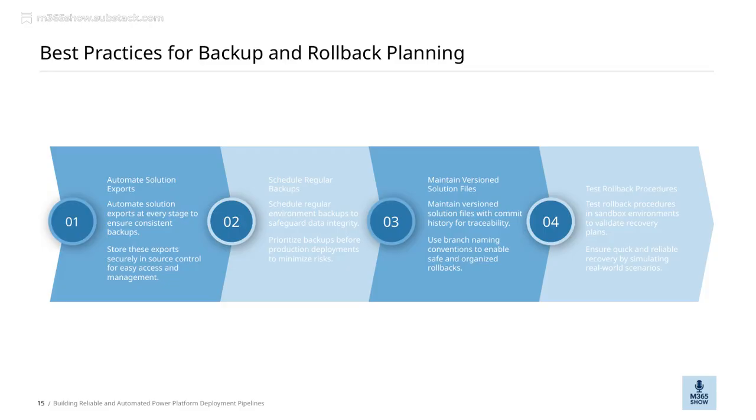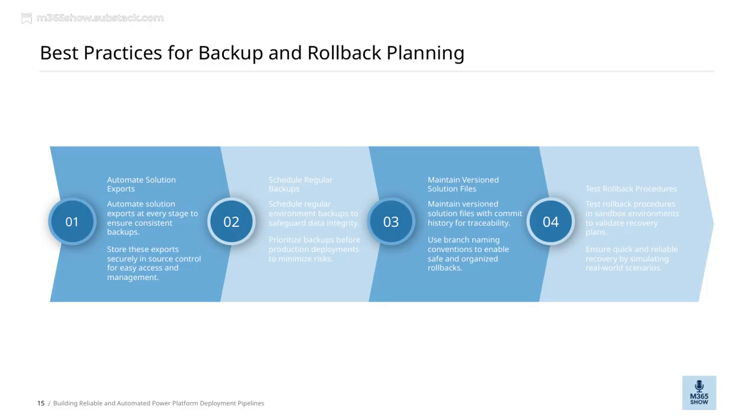Scheduling regular environment backups is another key step. Regular backups help safeguard your data integrity and give you peace of mind knowing that your environment can be restored if needed. Before deploying to production, always prioritize taking backups. This minimizes risks and ensures you can revert back if anything unexpected happens during deployment. Maintaining versioned solution files with a clear commit history is essential for traceability. It allows you to track changes over time and understand what was deployed and when.